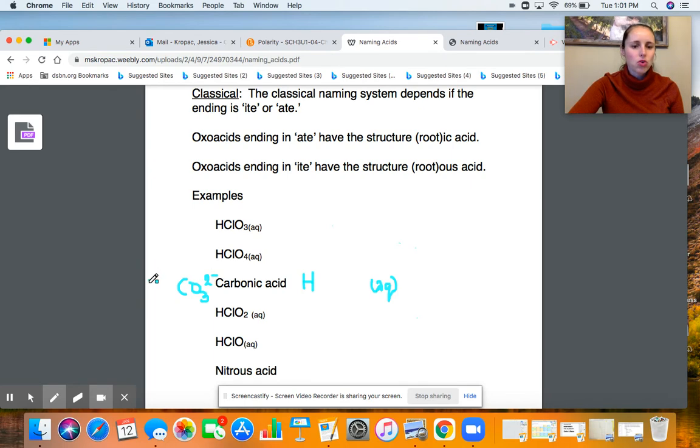Now remember, we do have to cross over our charges. So hydrogen has a charge of +1. Carbonate has a charge of -2, so we are going to cross over those charges. So the charge of 1 is going to come next to carbonate, and the charge of 2 is going to come next to hydrogen. So we're going to bring a 2 here, and we don't have to write that 1, so I'm just going to include carbonate as it is, CO3. So carbonic acid, that's actually really common when we talk about acid rain, is going to be H2CO3, and it's going to be aqueous.